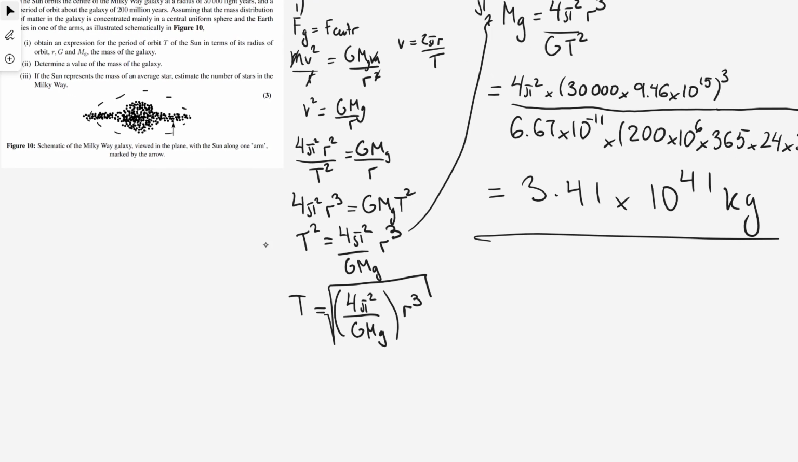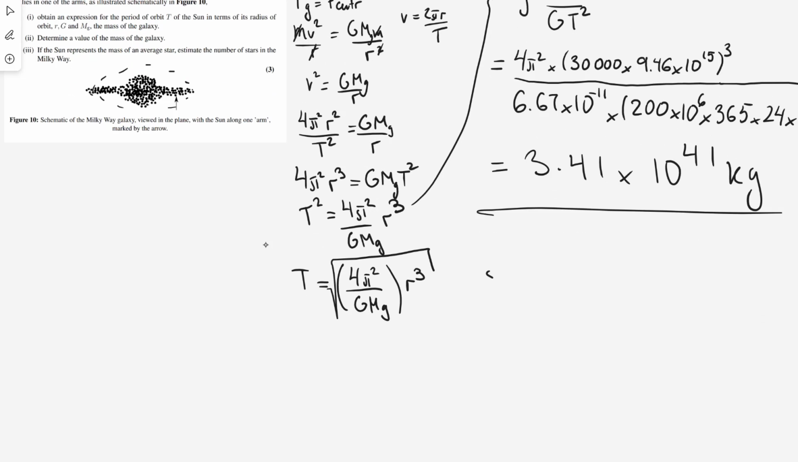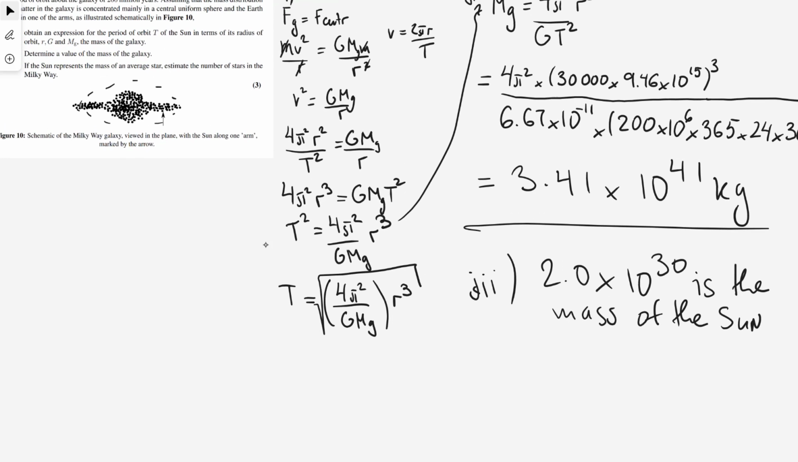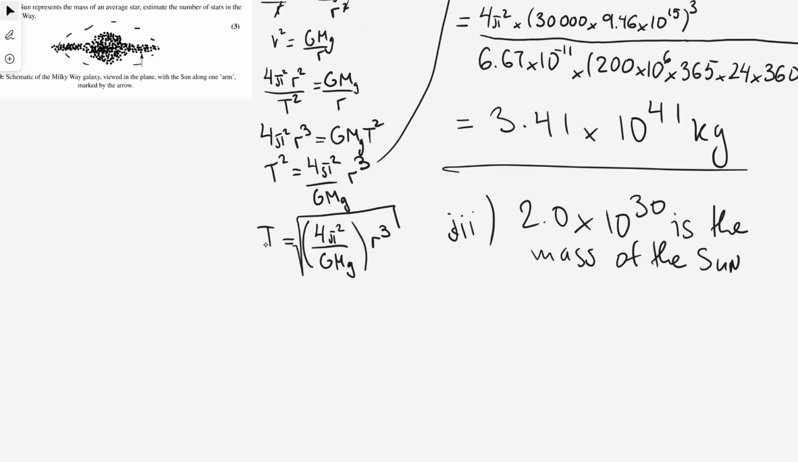Okay, part 3: if the sun represents an average star, estimate the number of stars in the Milky Way. Well, the solar mass is about 2.0 times 10 to the 30 kilograms. So here is the mass of the sun. Hopefully this is a number that you are very much familiar with. Let's just divide the two numbers to estimate the number of stars.